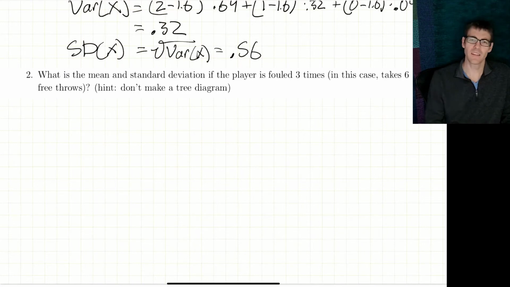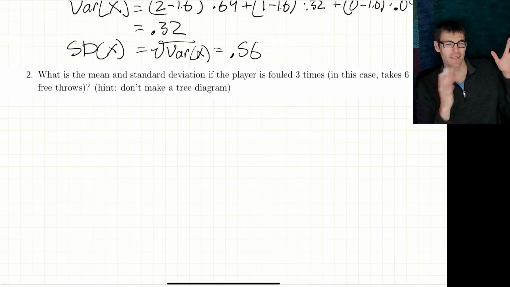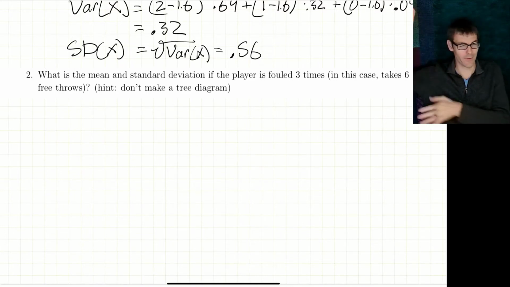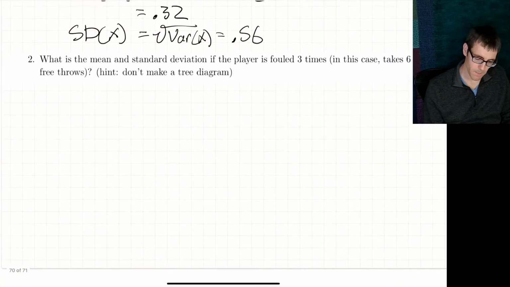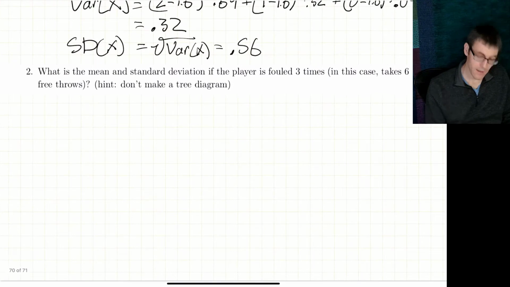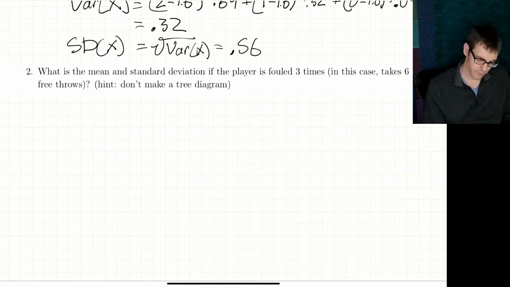And so the hint here was to not make a tree diagram. Since she's taking a total of 6 shots, that would be quite a lot of different nodes. It's just not worth dealing with that. Since all we really care about is what the mean and the standard deviation is, we can use the fact that the expected value, or the mean, is additive, and the variance is additive.